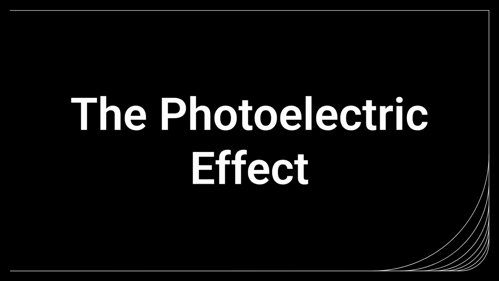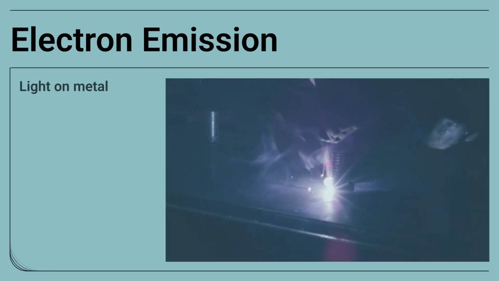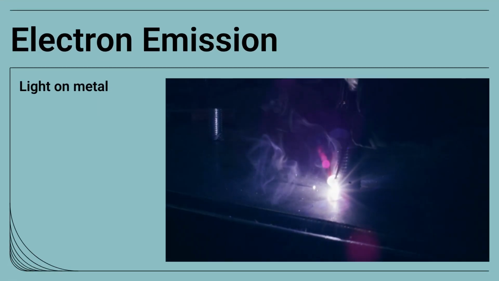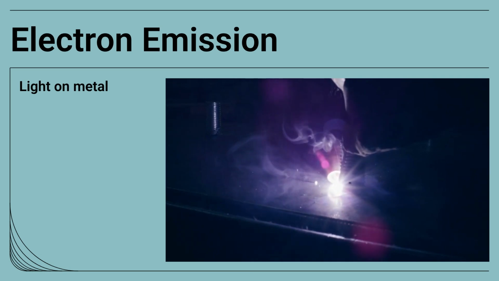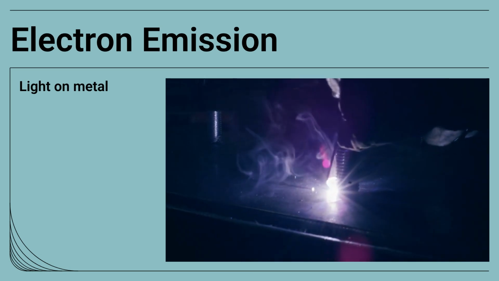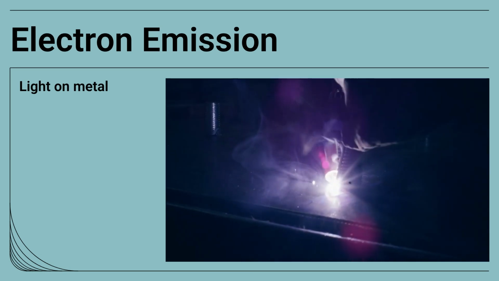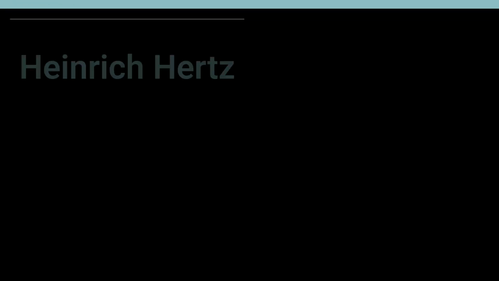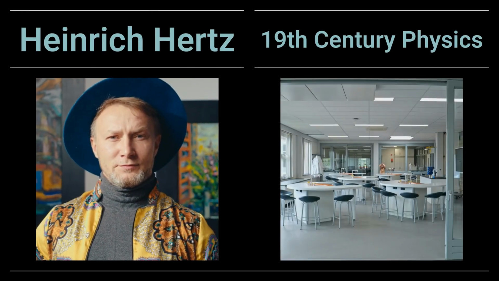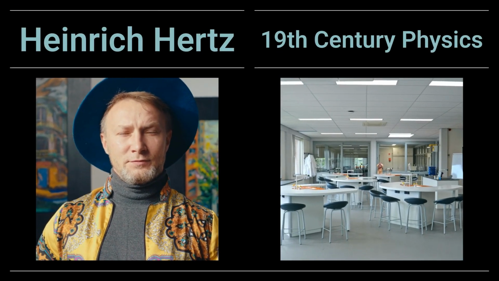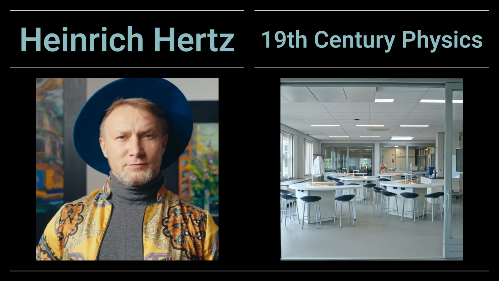The answer lies in the photoelectric effect, a phenomenon that puzzled scientists for decades until Albert Einstein provided a revolutionary explanation. At its core, the photoelectric effect describes the emission of electrons when electromagnetic radiation, such as light, hits a material. These emitted electrons are called photoelectrons. The photoelectric effect was first observed in the late 19th century by Heinrich Hertz and later investigated by others.